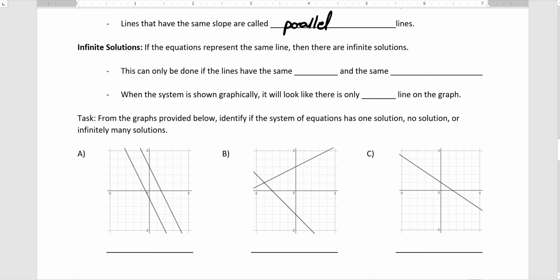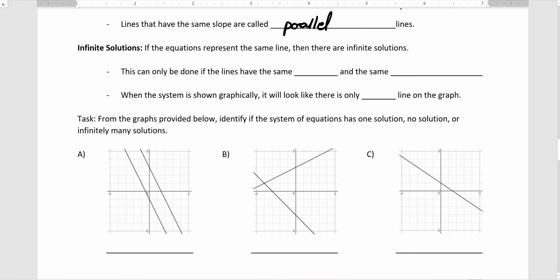They're parallel lines. The third option is if the equations represent the same line, which means that when I graph them, they intersect an infinite number of times. And that's only possible if the lines have the same slope and the same y-intercept. Now, when we show this graphically, it's going to look like there's only one line on the graph because both of those equations represent that same line.